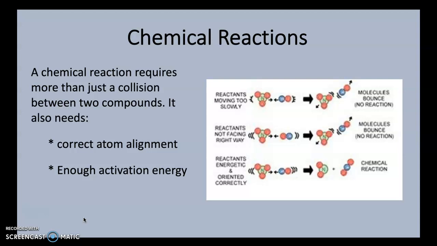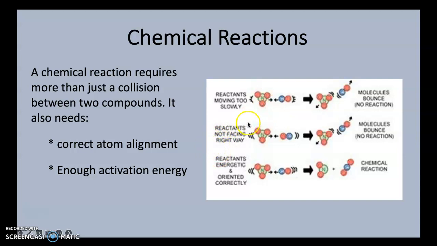But it's a little bit more than just that. They can't just simply collide. They have to collide in the correct atom alignment, and they have to have enough activation energy. So if a reactant is in the correct orientation, but is not moving fast enough, if it's moving too slowly, then the molecules are just going to end up bouncing off of each other and they're not going to react. So even though they're oriented correctly, there's just not enough energy to make it happen.